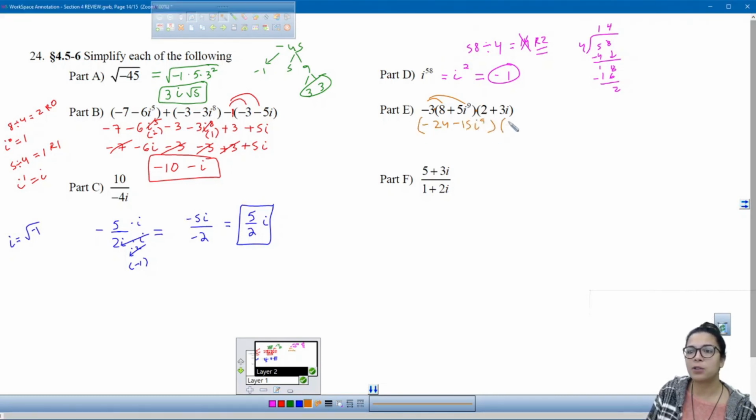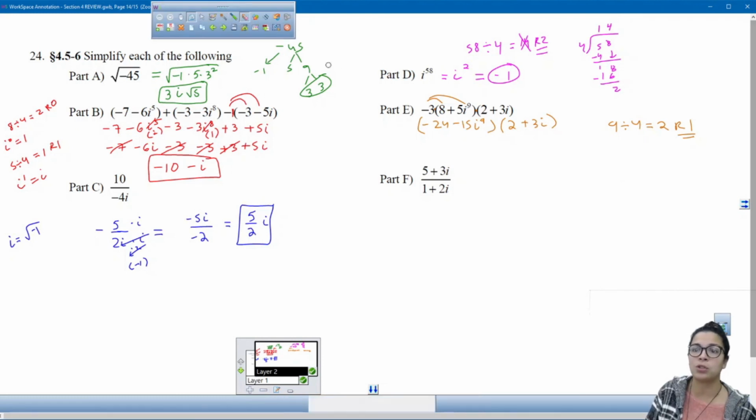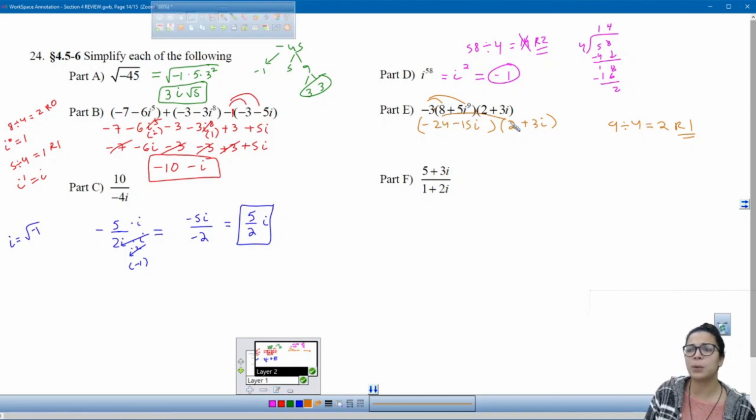And then before I actually multiply that with 2 plus 3i, I'm going to go ahead and simplify i to the power of 9. 9 divided by 4, 4 goes into 9 2 whole times, and we get a remainder of 1. So the remainder is 1, so i to the power 9 is the same thing as i to the power of 1, which is just i. So I'm going to go ahead and erase that little power of 9 there, because i to the power 9 is i. So now we can simplify.